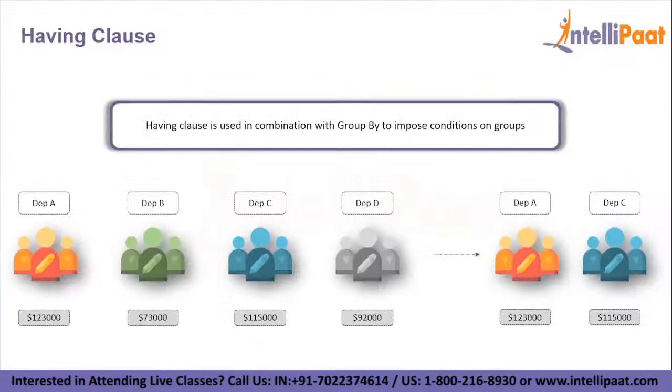So the having clause is used in conjunction with the group by statement to impose certain conditions on the groups which are to be displayed. The having clause was added to SQL because the where keyword could not be used with aggregate functions. For example, over here we have 4 departments A, B, C and D, and we also have the corresponding average salary of the employees belonging to each department. Now let's say we wanted to see only those departments where the average salary is greater than $100,000. So this is where the having clause can be used to impose the condition and get only those departments where the average salary is greater than $100,000.